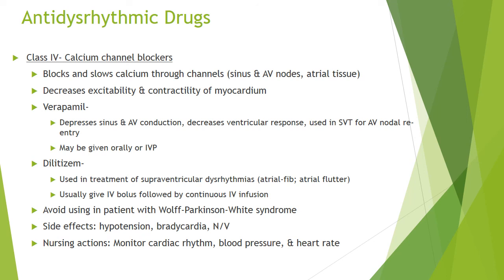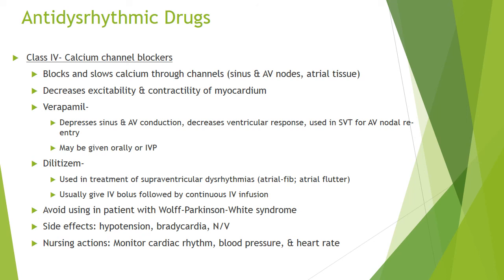Last, we have our class 4 antidysrhythmic drugs, which are calcium channel blockers. We've talked about them briefly as well. Calcium channel blockers block and slow the calcium through channels such as our sinus and AV nodes. They also decrease excitability and contractility of the myocardium. A couple of drugs that are pretty common are known as verapamil and diltiazem.